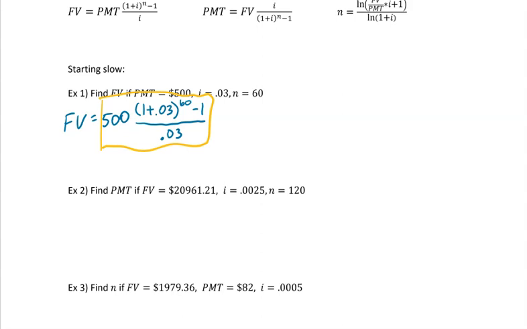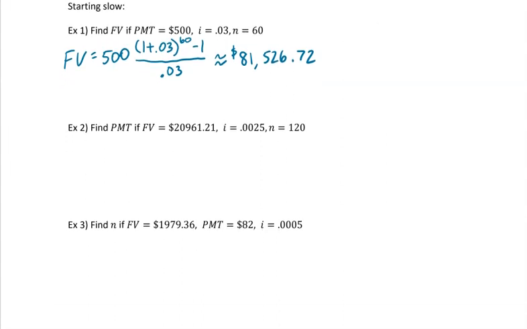Alright, so with that said, if we do go ahead and plug all of this in, we should be getting about $81,526.72 if we round it to the nearest cent. All right, let's try another one.